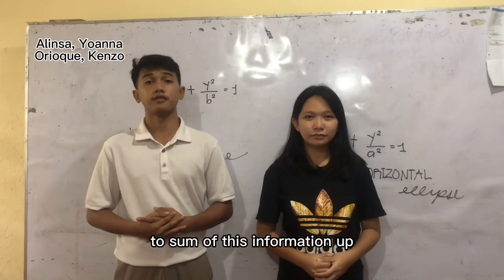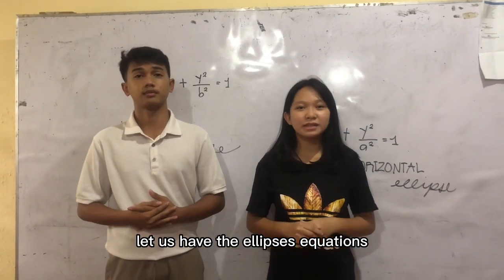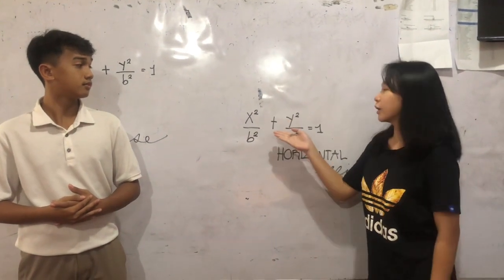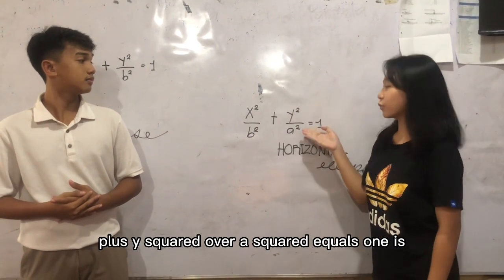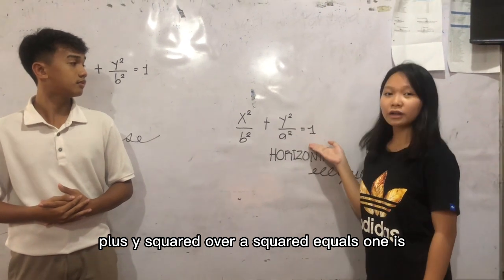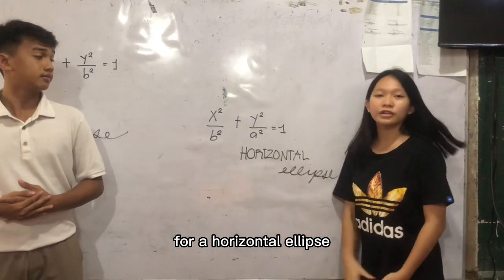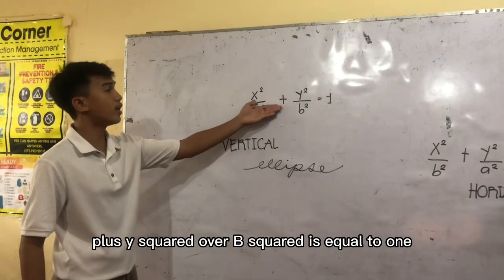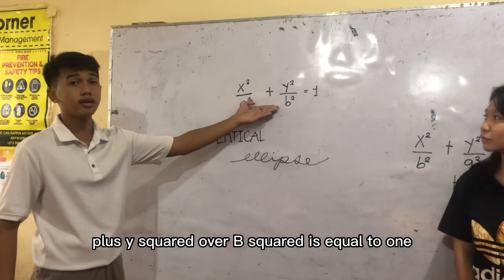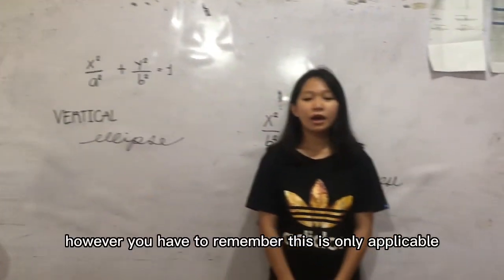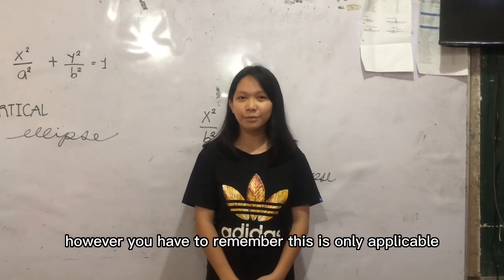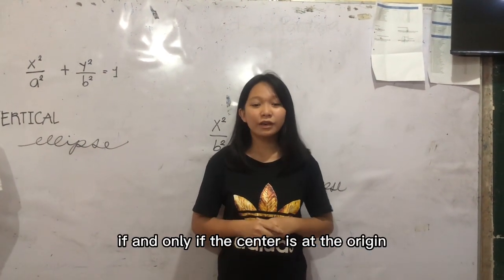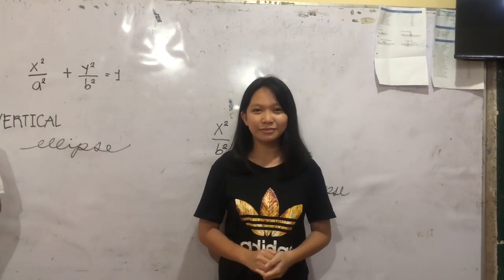To sum all of this information up, let us have the ellipse equations. x squared over a squared plus y squared over b squared equals 1 is for a horizontal ellipse. x squared over b squared plus y squared over a squared equals 1 is for a vertical ellipse. However, you have to remember this is only applicable if and only if the center is at the origin.